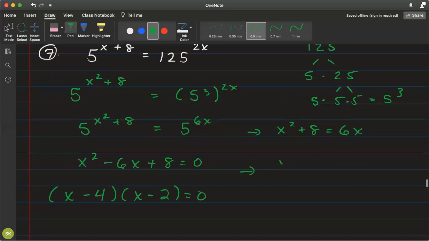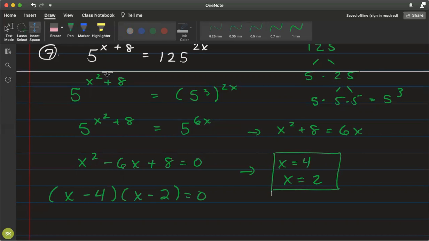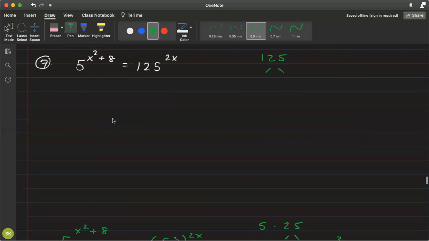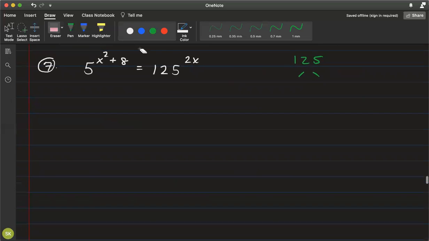From there, you get that x is equal to 4 if you set this piece equal to 0, and x is equal to 2. So those are our two numbers. Again, I always like to double check. Maybe it's because I'm a perfectionist, but also because I've made a lot of mistakes in the past. I like to make sure that what I'm doing is correct, so that if I take a test, I don't get it wrong.